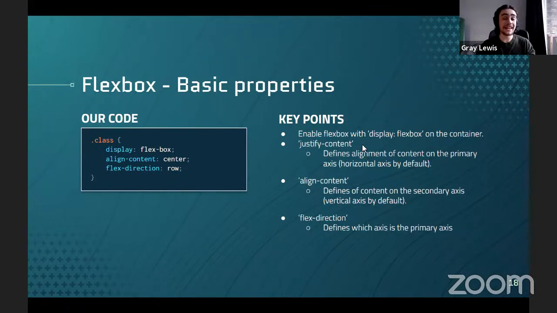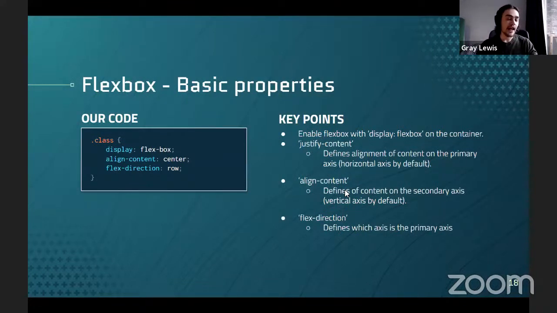So in order to set a container as a Flexbox, we use display flex. And then we can actually use the align content and justify content values to set how these are aligned on the primary axis. And then let me break this down actually a little more clearly.